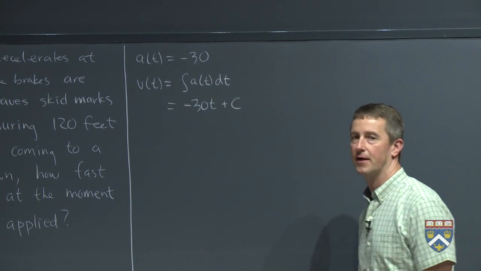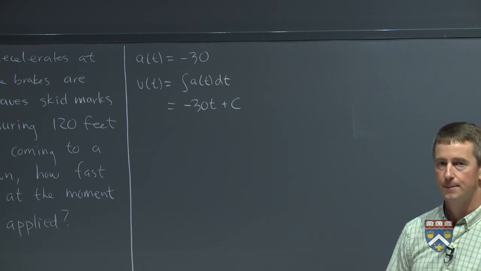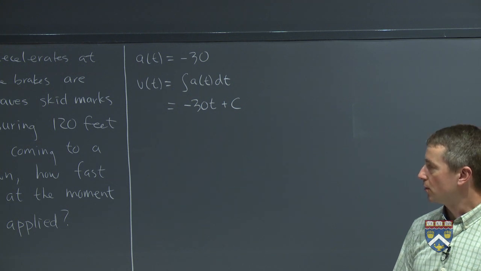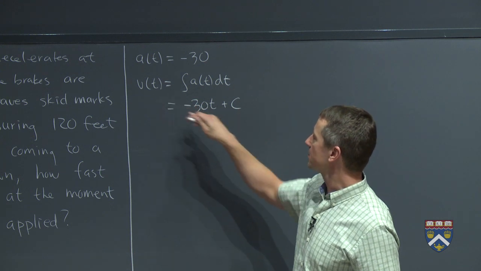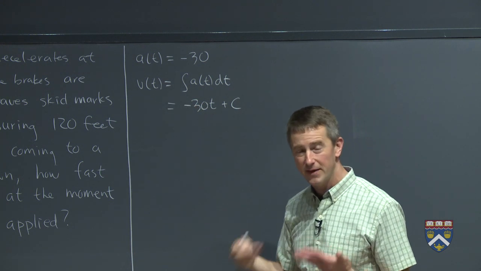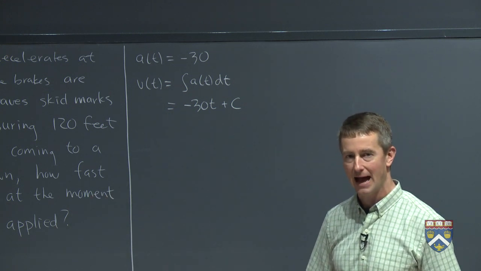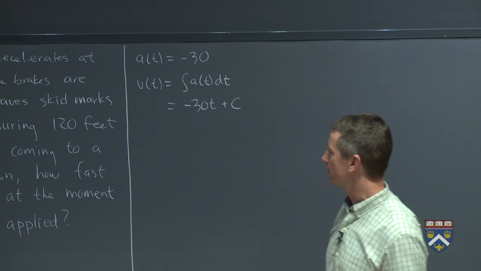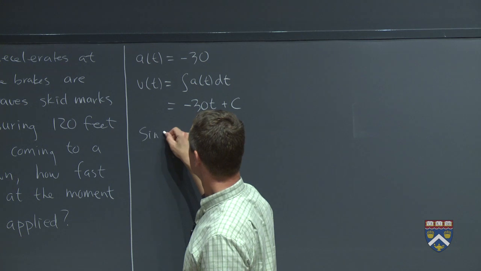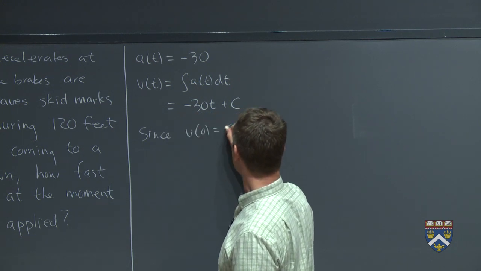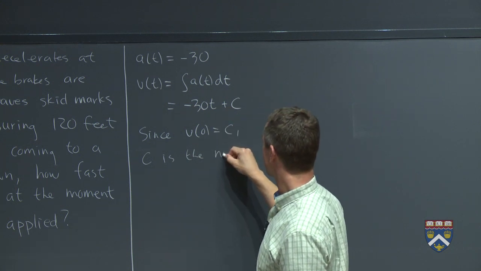And do we have enough information to figure out what c is here? What do you think? We don't know anything about the velocity really here, because in fact v of 0 equals c, and v of 0 is what we're trying to find, right? We want to find out how fast was it moving when the brakes were applied. How fast was it moving at time 0? So in fact, since v of 0 equals c, c is the number we are looking for.